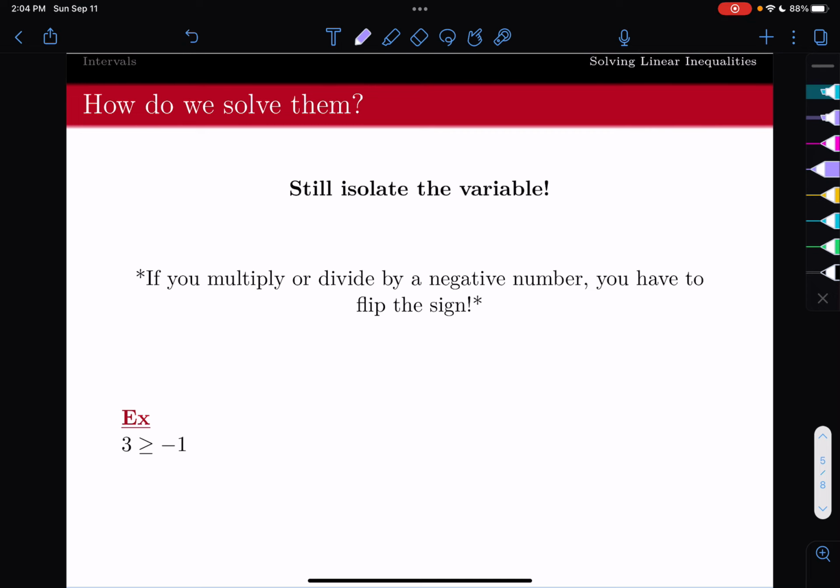So now that we've got a feel for writing inequalities, we want to talk about how do we actually solve an inequality. And the main goal is honestly exactly the same.